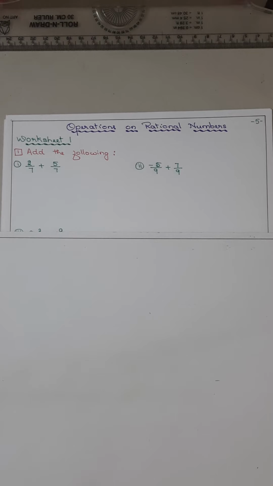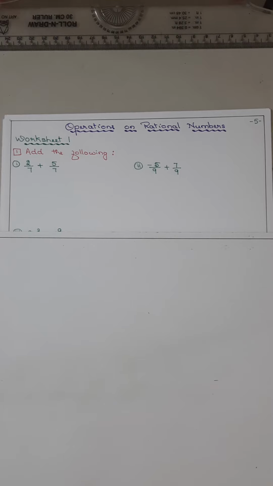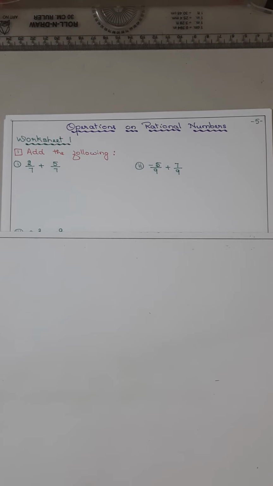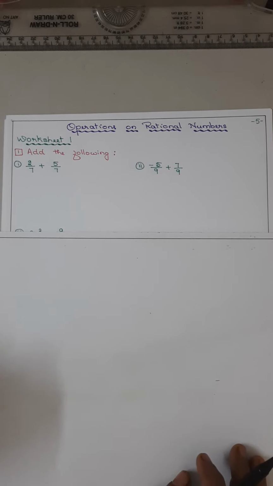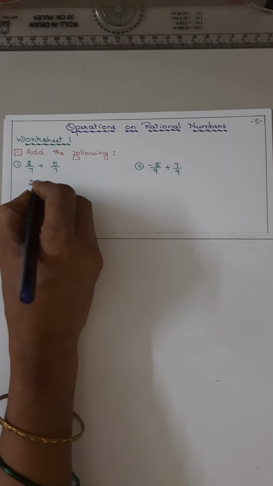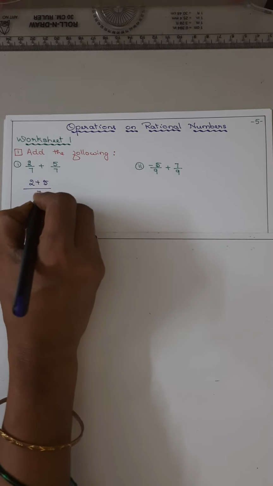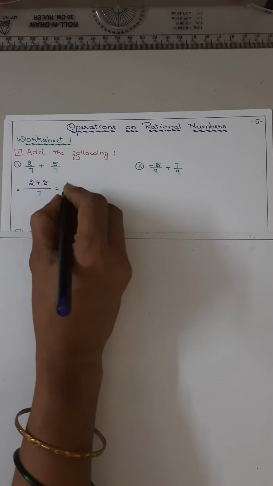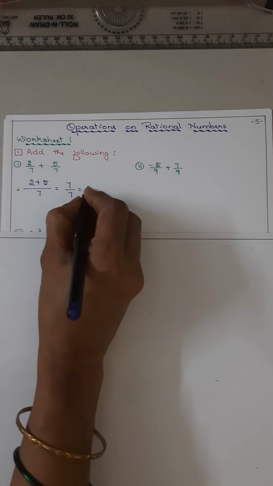We were discussing the lesson operations on rational numbers. I will discuss worksheet 1, that is addition of rational numbers. Question number 1, add the following: 2 by 7 plus 5 by 7. See, the denominators are same, so directly we have to add, isn't it? So 2 plus 5 by 7, that is equal to 7 by 7, which is equal to 1.